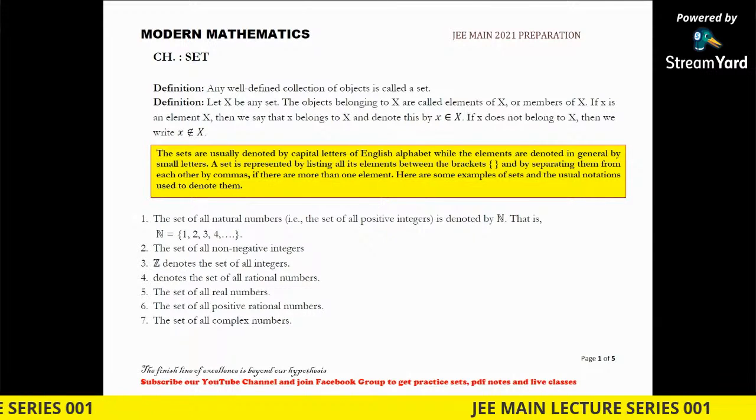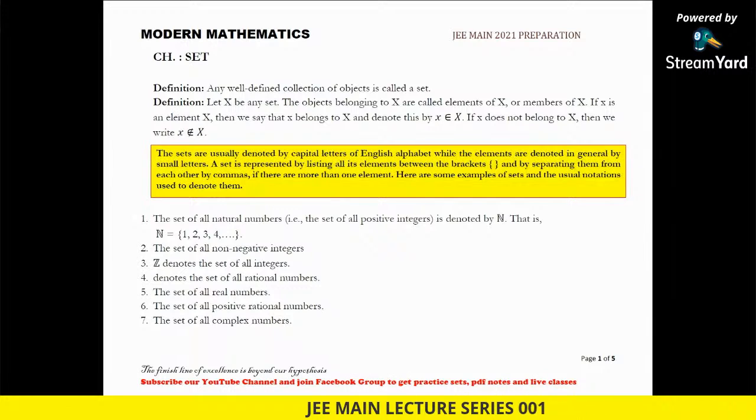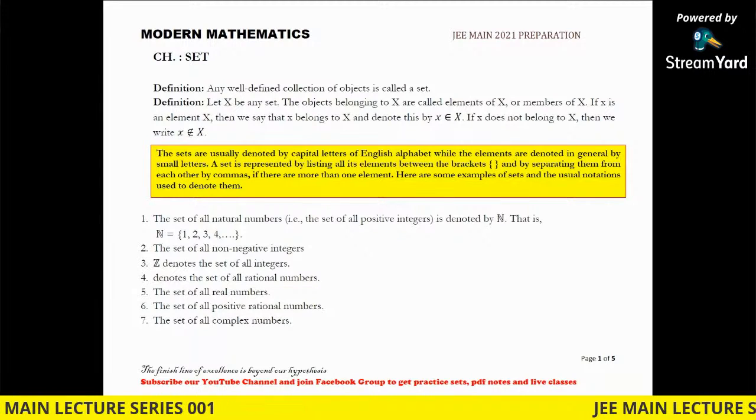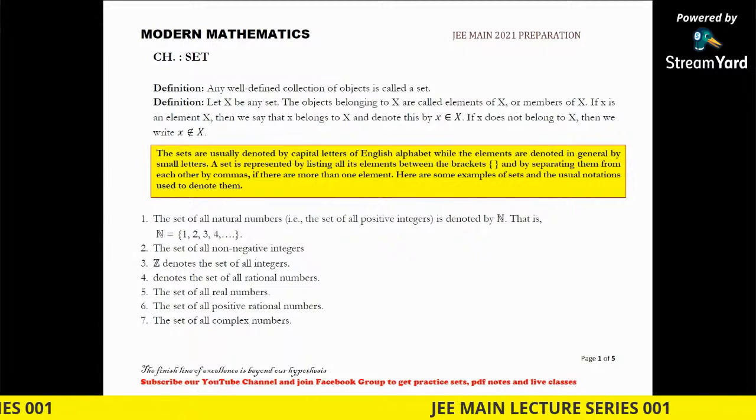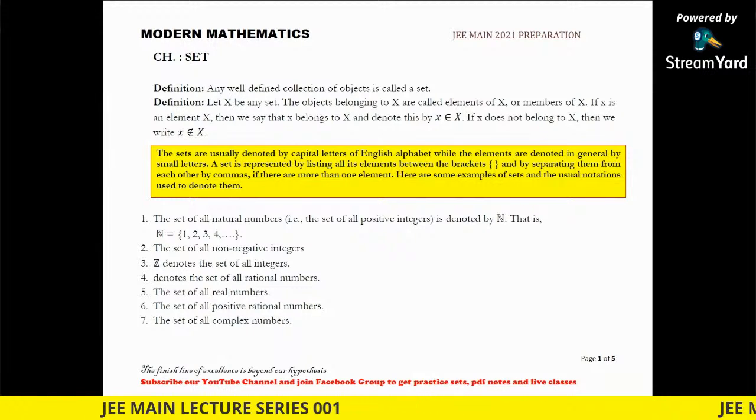So the objects should be different, and all the tickets are called the elements or members of the collection. That is, the members of X.